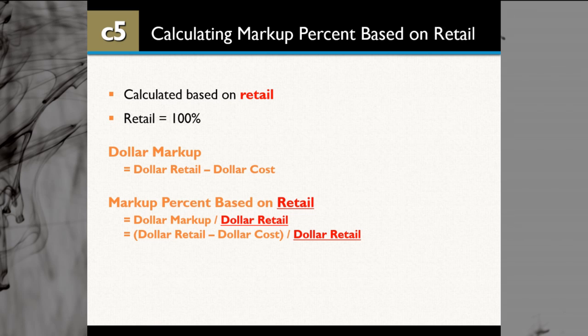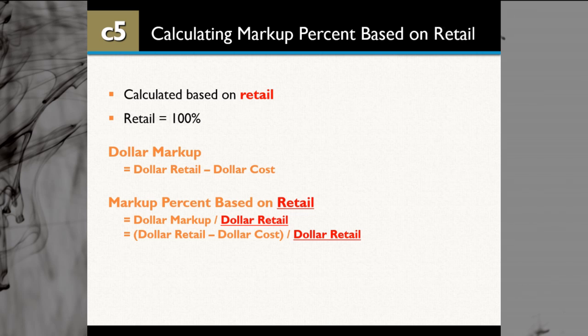And let's look at this calculating markup percent based on retail. When you calculate the markup percent based on retail, that means you're going to use this retail number as a denominator. And at this point, your retail price is always going to be 100%. That's the reason you're putting the dollar amount of the retail at the bottom. And now you already know that the dollar markup is going to be dollar retail minus dollar cost.